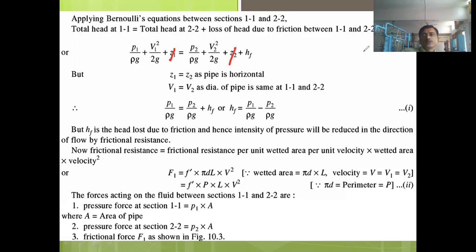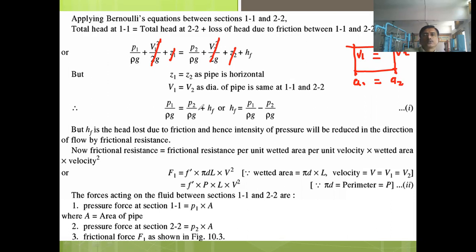Also, the pipe is of the uniform diameter. At section 1 the area A1, the same area will be there at the section 2, and therefore due to which we can say that velocities also are same at section 1 and section 2. Pipe is of the uniform diameter, so this will also get cancelled.